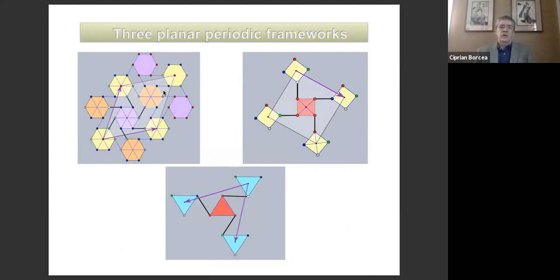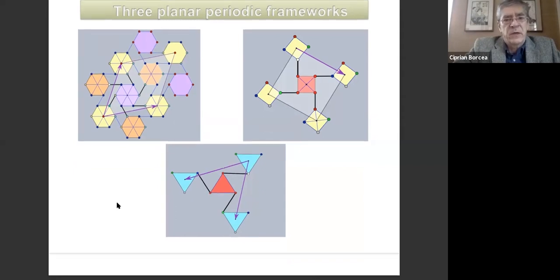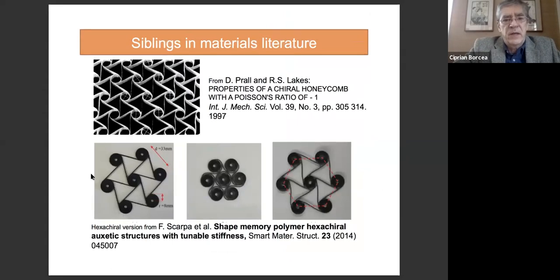bar and joint framework setting, we will see that if we allow the full deformation space of the structure, it will pass into its mirror image, and so chirality may be a bit of a misnomer, and in our settings I'm avoiding that terminology, but nevertheless you will encounter it all over the place in the materials literature.